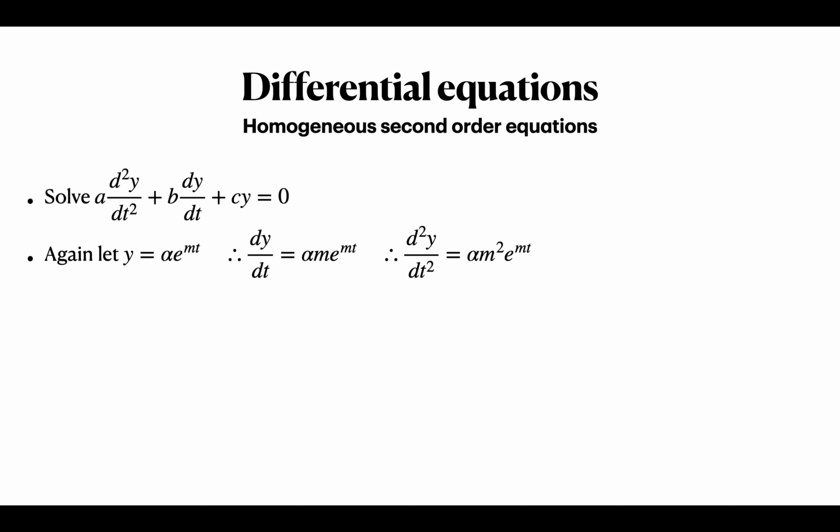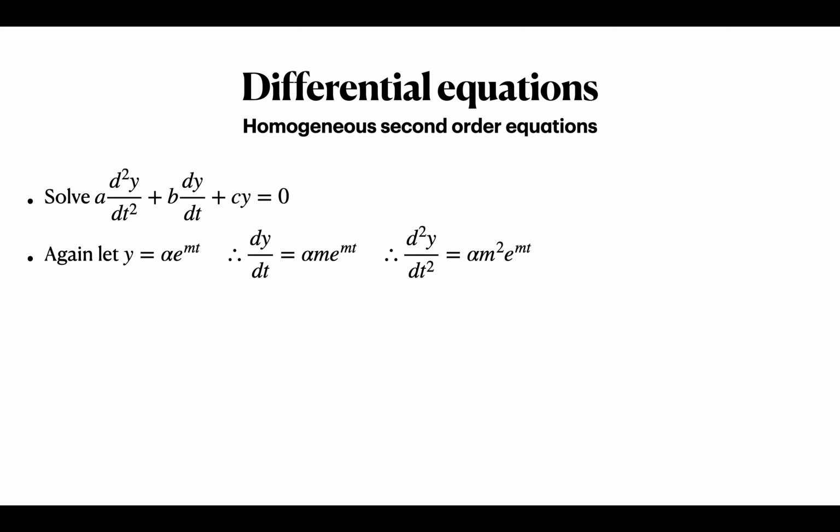So again, guys, you let y is equal to alpha exponential mt. You need the first derivative, which is there. But in this case now, because you have a second derivative in your differential equation, you need a second derivative. So you need to find out what d squared y/dt squared is when y is equal to alpha exponential mt. And there it is there. It's alpha m squared exponential mt.